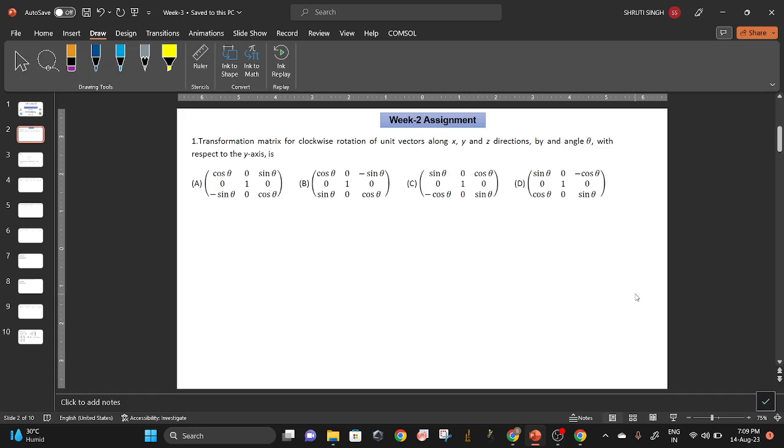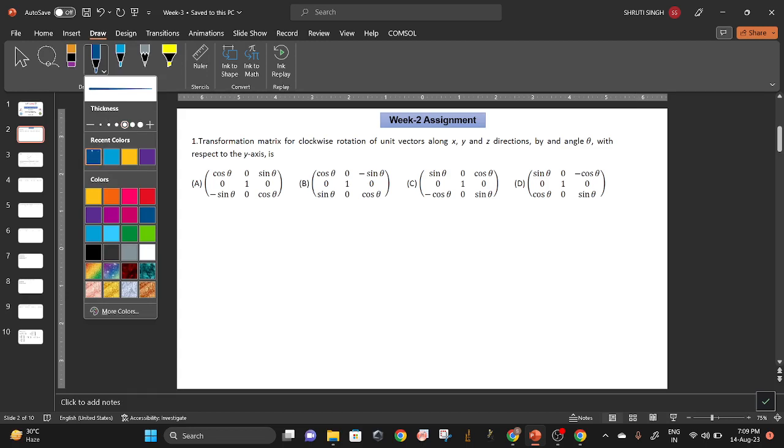So when we are rotating about the y-axis, whatever had happened to our x-axis should happen to our z-axis. When we were rotating about the z-axis, we were taking the planes x and y, so you can simply replace them by y and z.